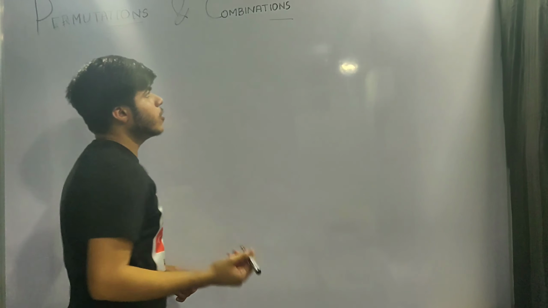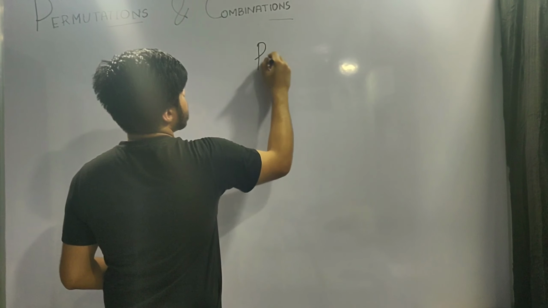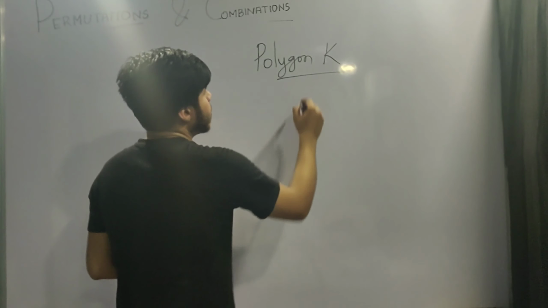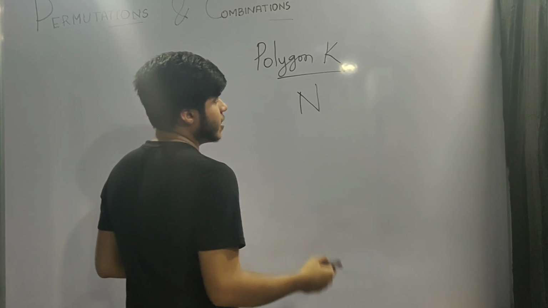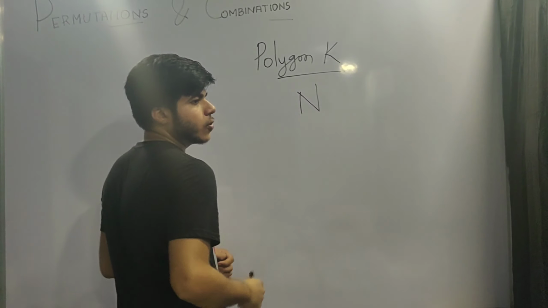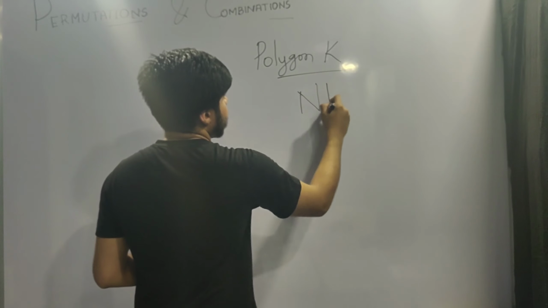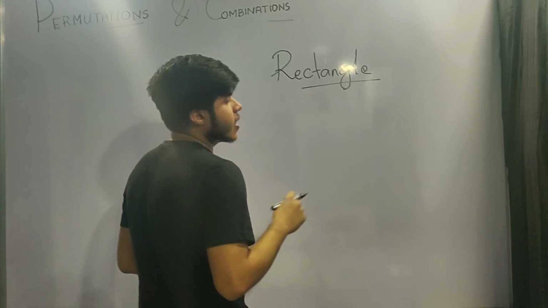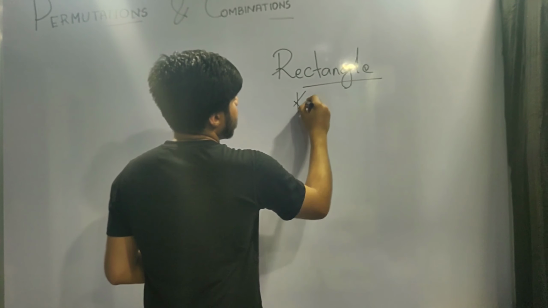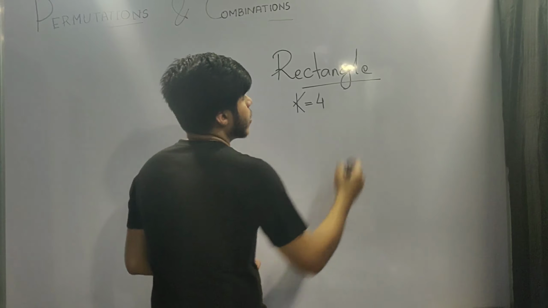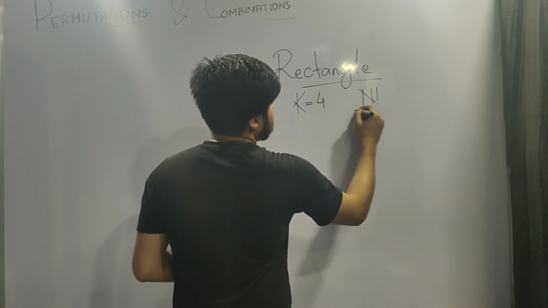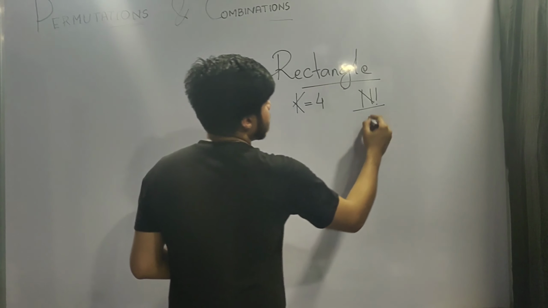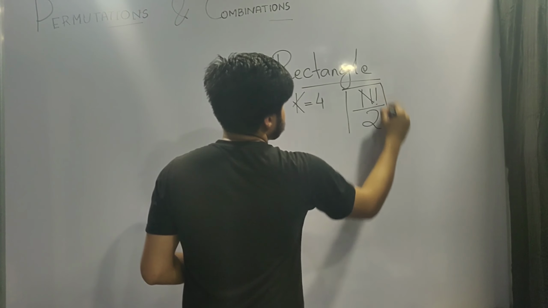Now moving ahead with our concept, we have arrangements around a regular polygon of k sides. If I am given n different objects and I have to arrange them around this k-sided polygon, the total number of cases that I will get is n factorial by k. Now this concept is not valid for a rectangle. Although for a rectangle we have k equal to 4, and according to the concept we should have the answer as n factorial by 4, this is not the case. For a rectangle we have the answer as n factorial by 2.